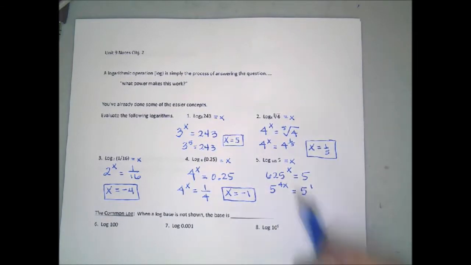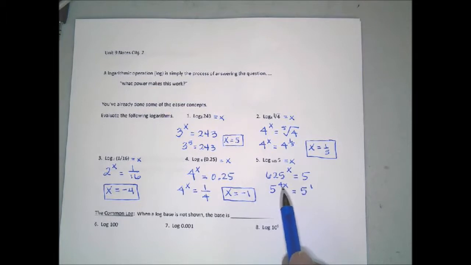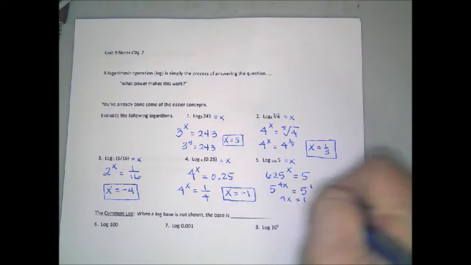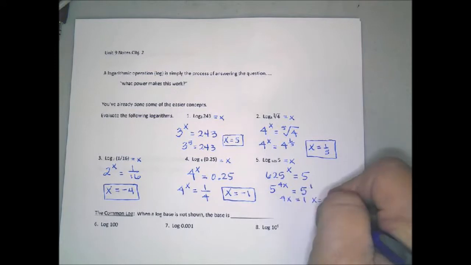See, here's my 625 right here, hidden as 5 to the 4th power. But I had to do that so I had common base. Now that I have common base, I can finish off the problem just with the exponents. So that means 4x must equal 1, so x must equal 1/4.